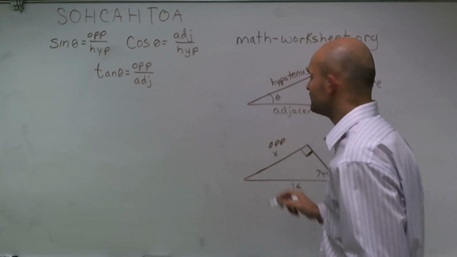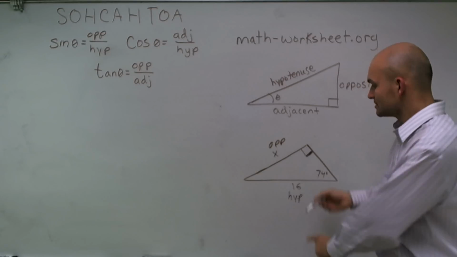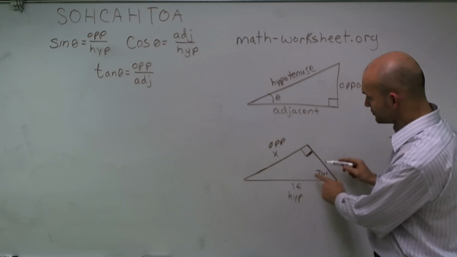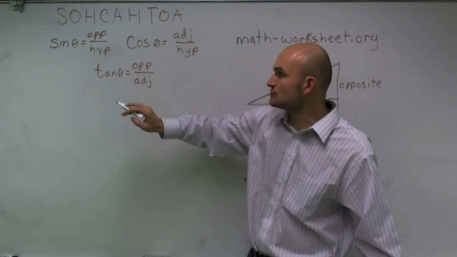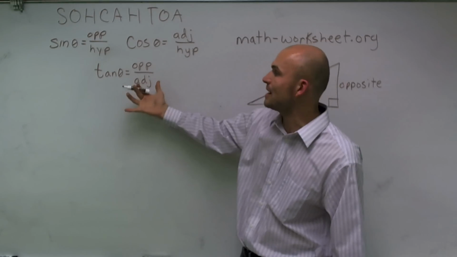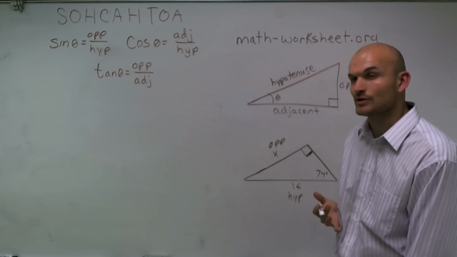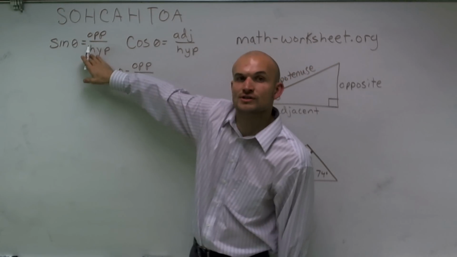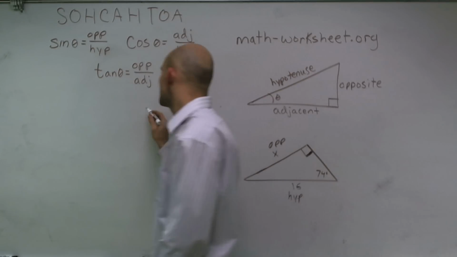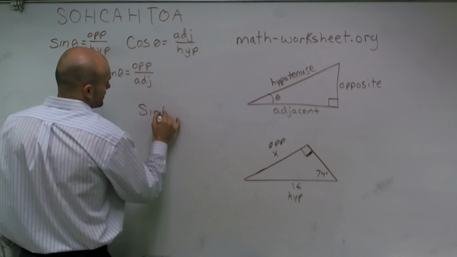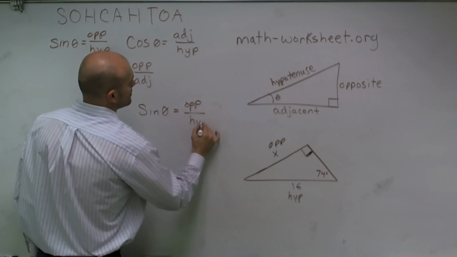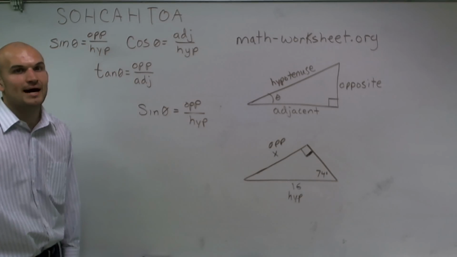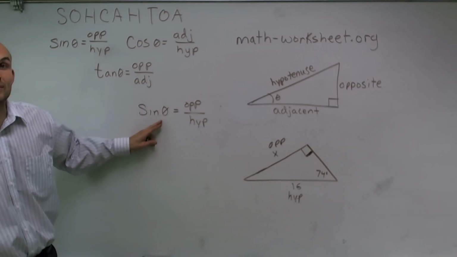So to find which function I'm going to want to use, I'm given an opposite, a hypotenuse, and an angle. So let's go back and look at my three functions and see which one uses an opposite and a hypotenuse and an angle. Well, you can see the best choice is going to be sine. So I'll say sine of theta equals opposite over hypotenuse.